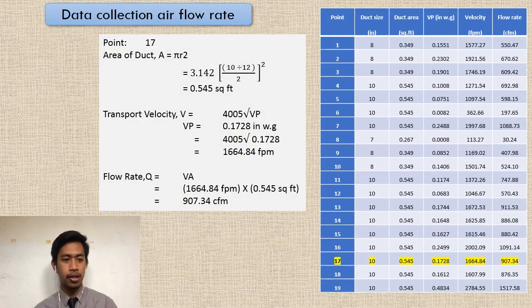And then the performance of the LV system of the innovation laboratory can be assessed. For the first calculation, it is data collection of air flow rate. So I have used the formula area, pi r squared, and then transport velocity, V = 4005 square root of VP, and then flow rate Q = VA. So this table shows the first point until the 19th point.